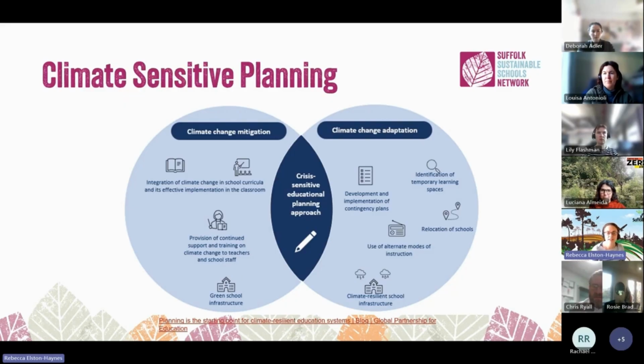But then on the other side, adaptation is things like facing different weather events. So how can we make our systems more resilient? I just wanted to highlight that when we're thinking about both of those, the most important thing is that we have a crisis sensitive educational planning approach. So it does mean we have to change the way we have planned before. So we need to be planning with sustainability in mind.